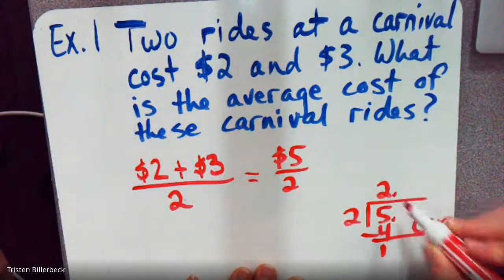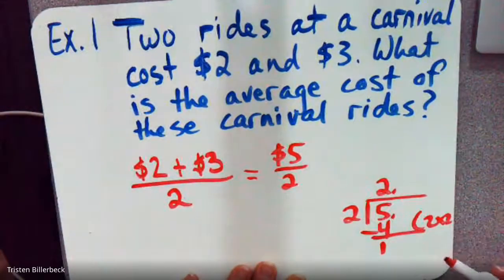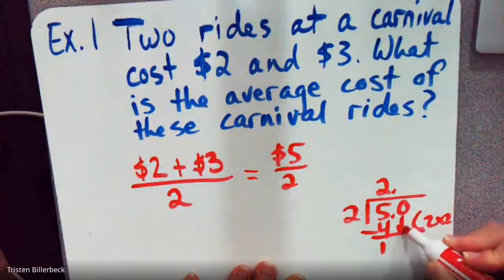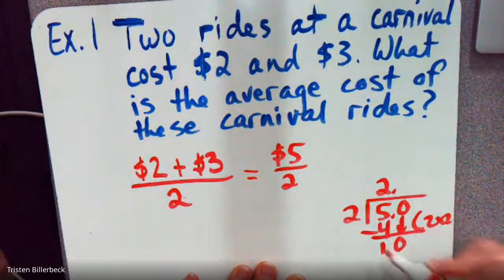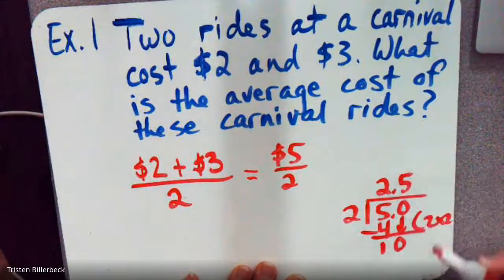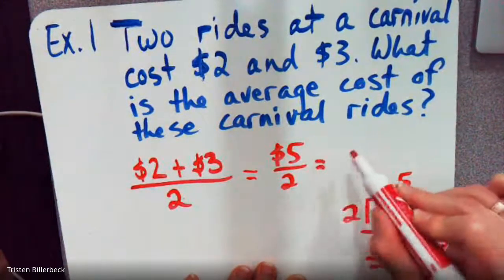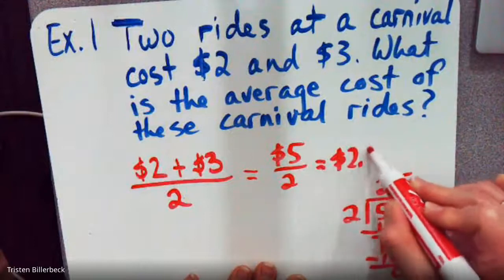So we're going to add a decimal right here. We need this column, so we're going to add a 0 in there and drop this down to a 10. And we know there's 5 2's in 10. So 5 times 2 or 2 times 5 is 10. So we subtract and we get 0. So we can say there are 2.5.